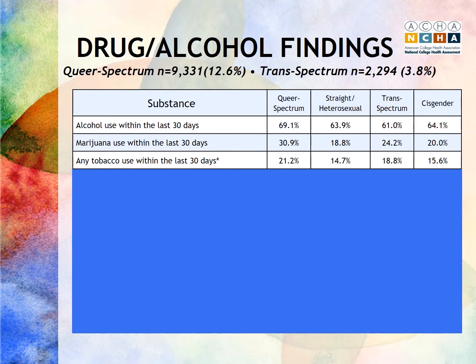When you look at tobacco and marijuana, those rates are actually 50% more for the queer students. Looking at just those two particular questions, the differences are not quite as great for the trans and cisgender students, but that pattern remains the same.